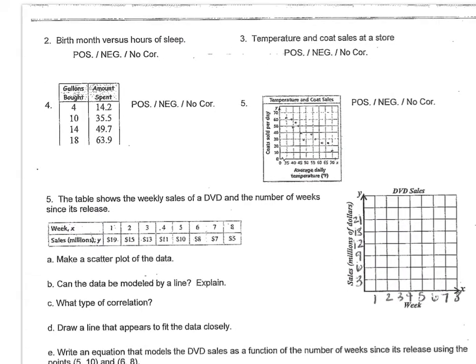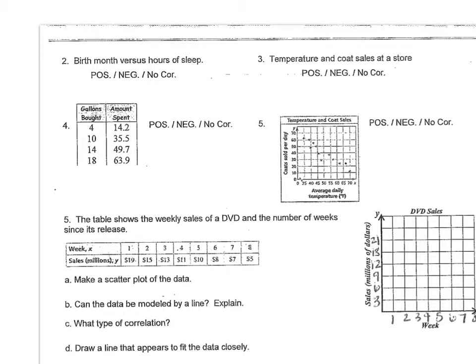We're going to talk first of all about different types of correlation. So if you look at number 2, it gives you a situation, birth month versus hours of sleep, and we have to decide if there's positive, negative, or no correlation. Well, my question for you is, is there a relationship between what month you were born in and how much sleep you're going to get? The answer to that question is no, so there's no correlation in that data.